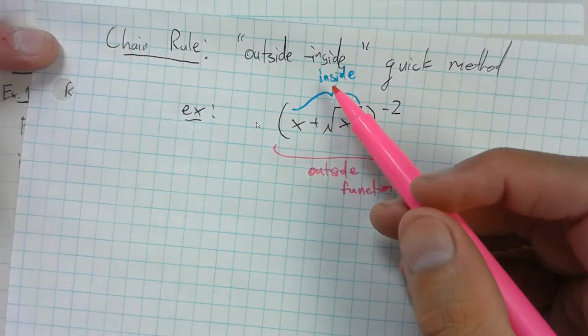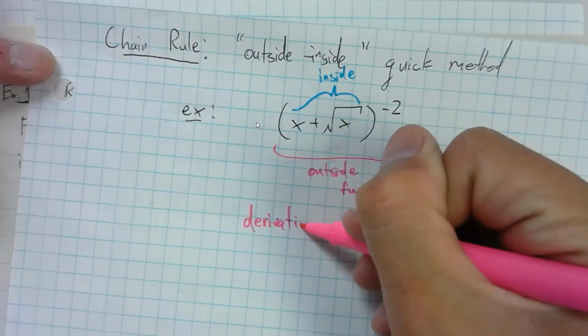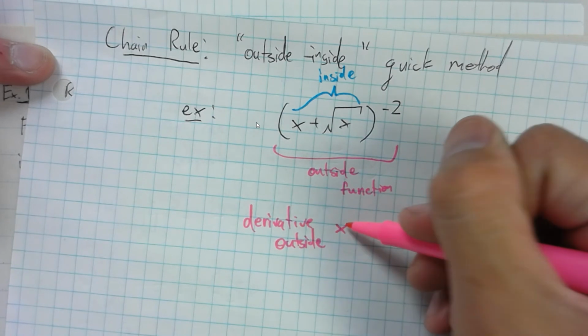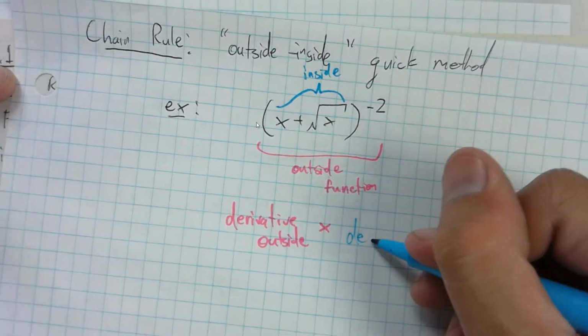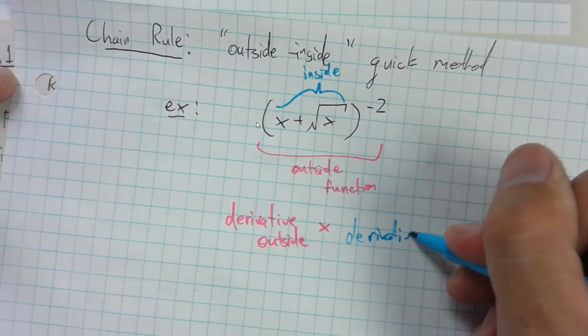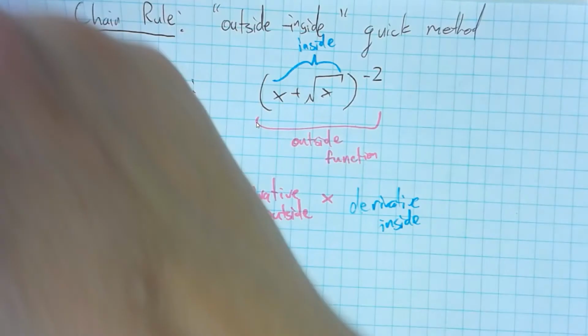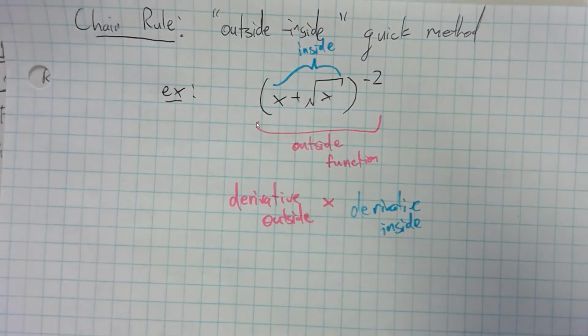Outside-inside means you take the derivative of the outside times, this is not formal, this is just the derivative of the inside. This is a really quick, fast process that you might need to master. You need to master it for the AP exam, or just in the future if you're doing higher level math.